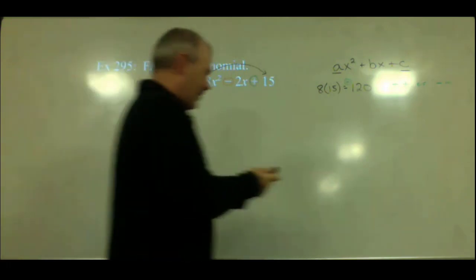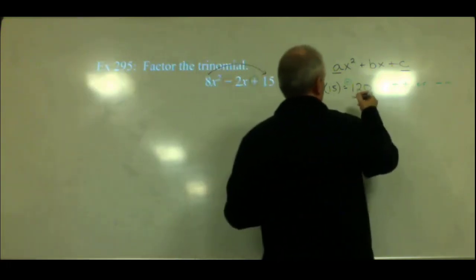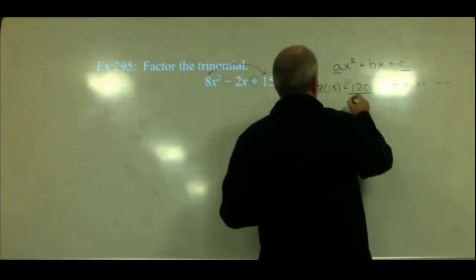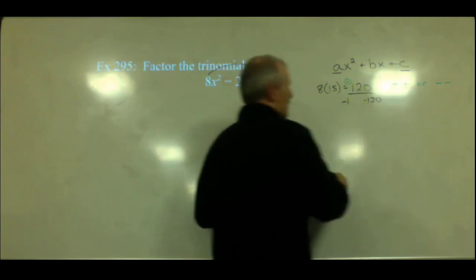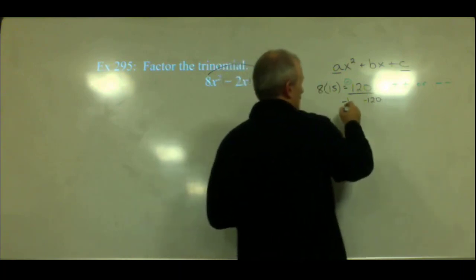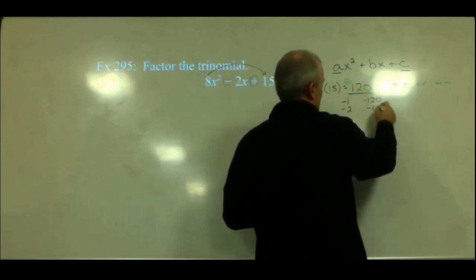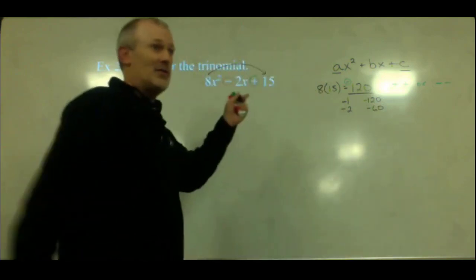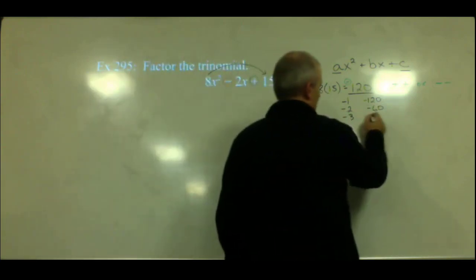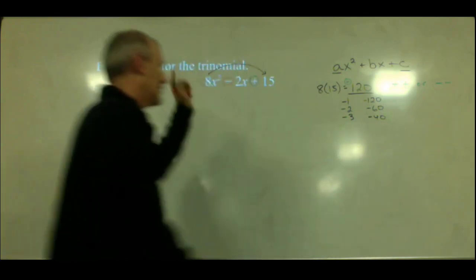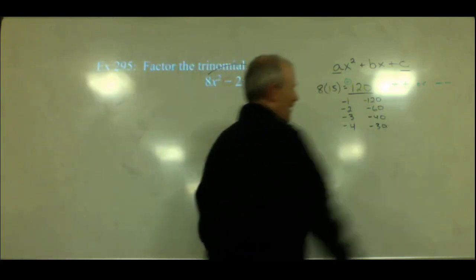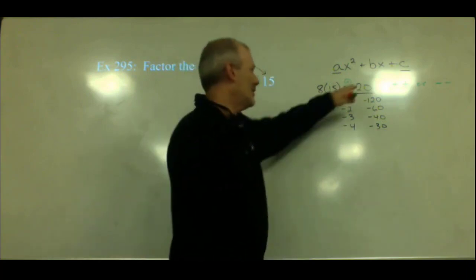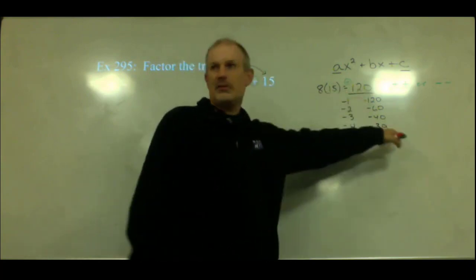So let's write down our factors that are both negative. We have negative 1 and negative 120. Obviously, it doesn't equal negative 2. Negative 2 and negative 60 doesn't equal negative 2. Negative 3 and negative 40 doesn't equal negative 2. Negative 4 and negative 30. And again, you're just dividing these, right? 120 divided by negative 4 equals negative 30.